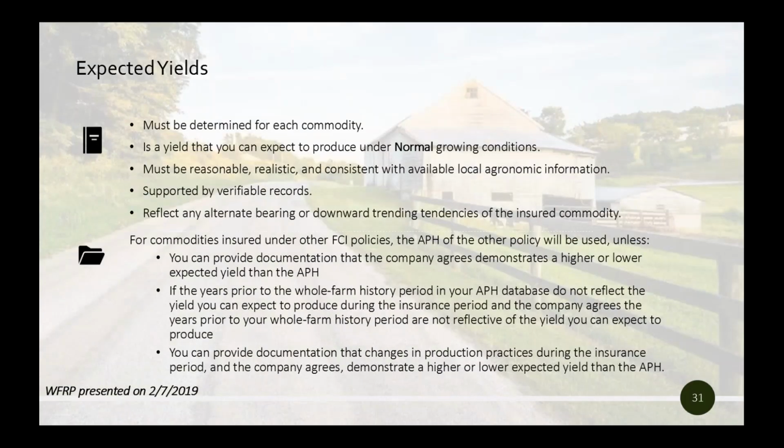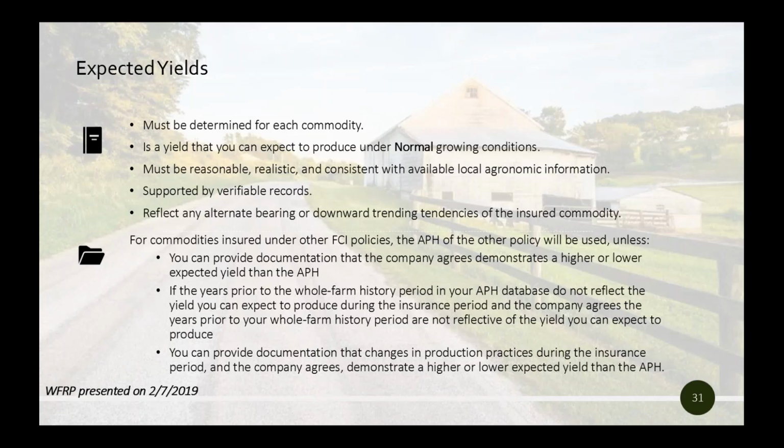So this is a high-level look at the criteria that you and your agent will need to discuss and document in determining an expected yield for an insured commodity. So just to reiterate, we've moved over from values to yields. We must determine for each commodity an expected yield.